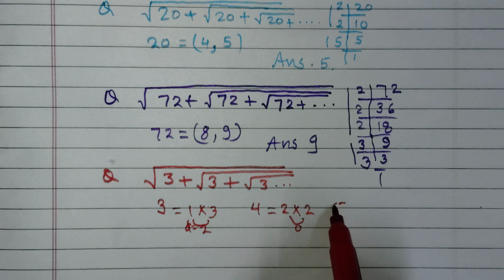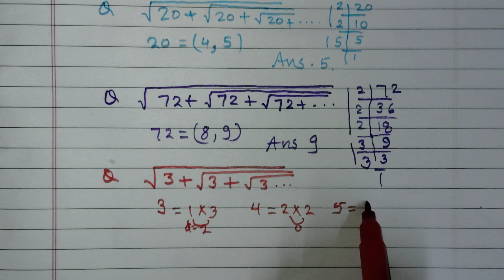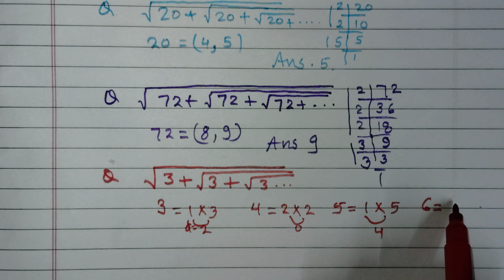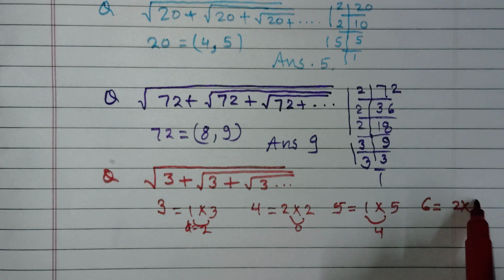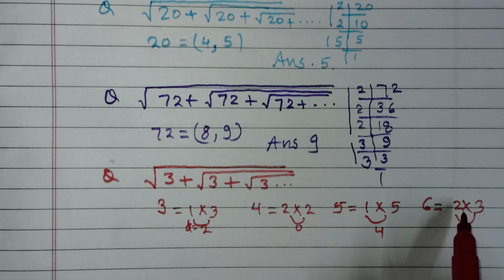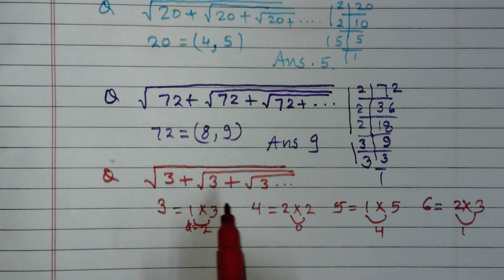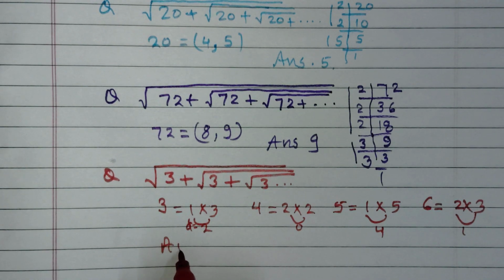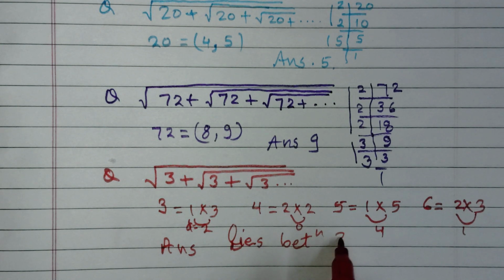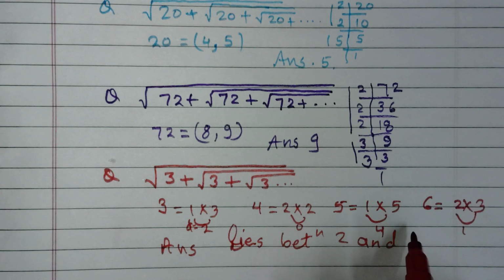Next we take another consecutive number, that means 5, which has factors 1 and 5 that have difference 4, so it is also rejected. Next we take the next number, that is 6. 6 has factors 2 and 3, so it has difference 1. So we take 6, and the factors are 2 and 3. So the answer lies between 2 and 3. So we write: answer lies between 2 and 3.